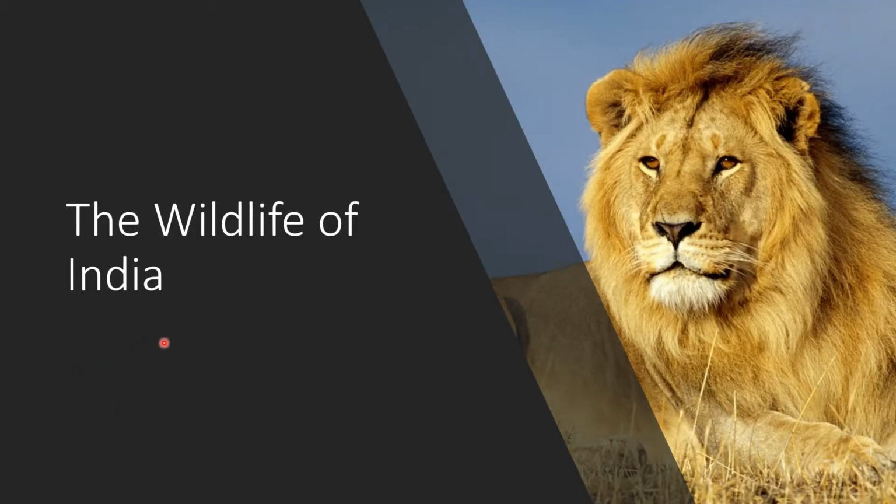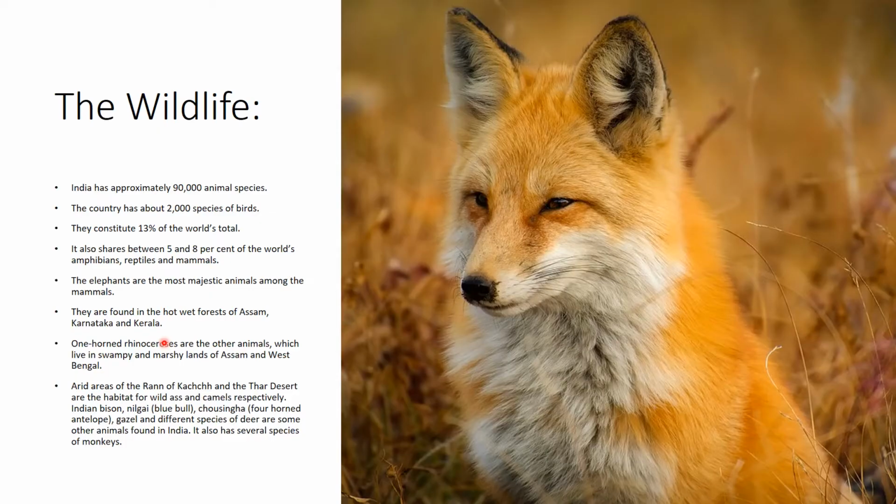Now let us learn about the wildlife of India. India has approximately 90,000 animal species. The country has about 2,000 species of birds. They constitute 13% of the world's total. It also shares between 5 and 8% of the world's amphibians, reptiles and mammals.